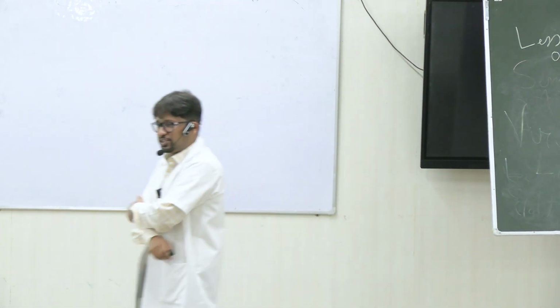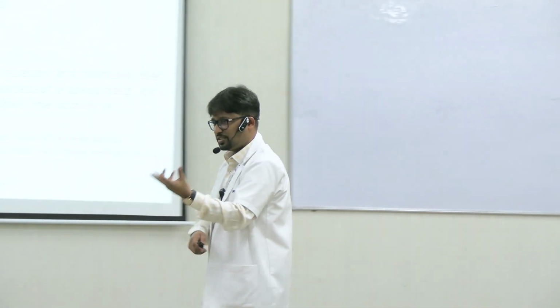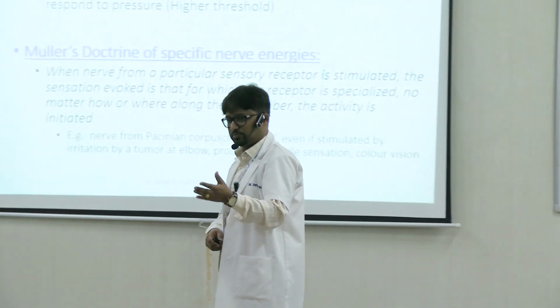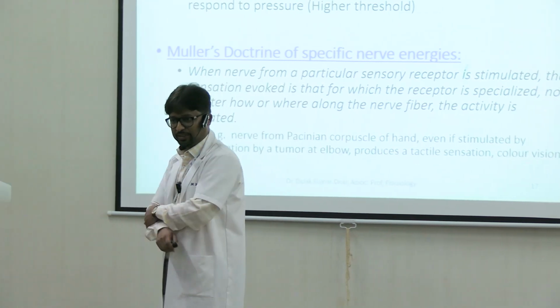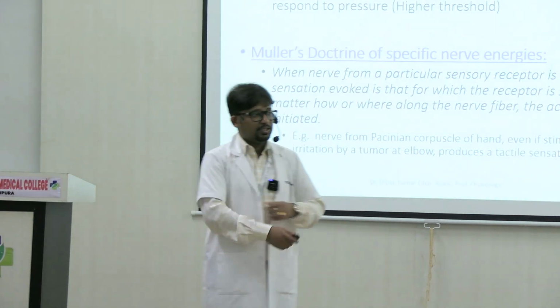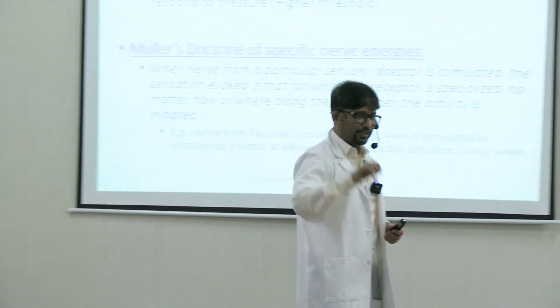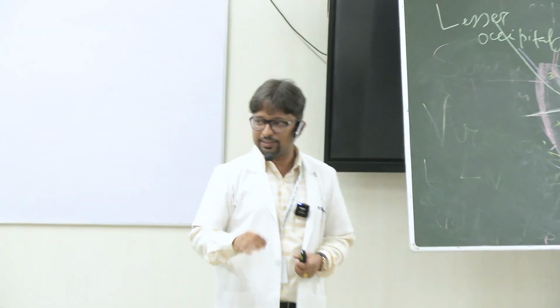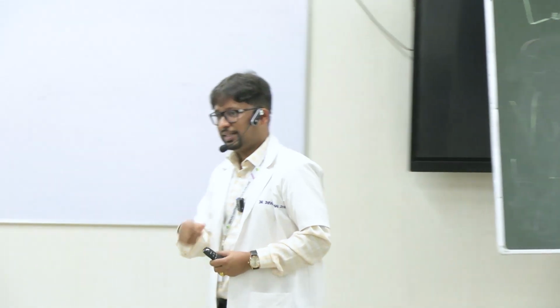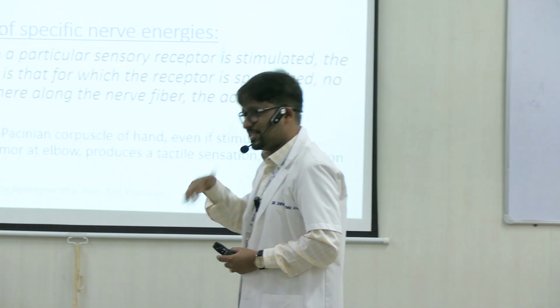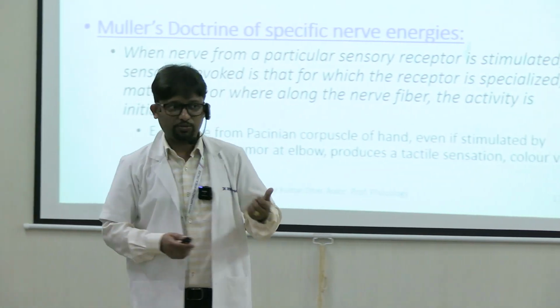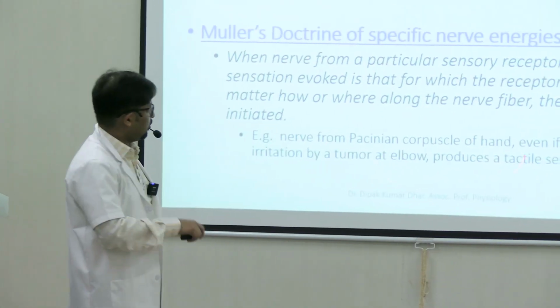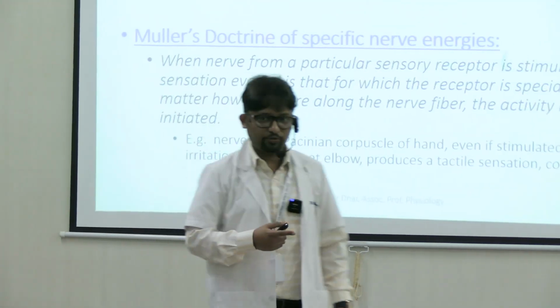The example of color vision. There are three types of cones, this much I expect you know: blue, green and red. This law states that if you stimulate a nerve coming from a green cone, anywhere along its course, the sensation produced will be green color. If you stimulate a nerve fiber coming from a red cone, anywhere from the receptor to the brain, the sensation produced is of red color. So this is what this law states. This is also an important question from the exam point of view. It's asked.